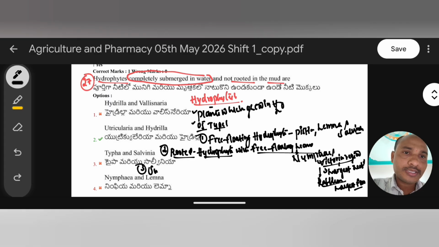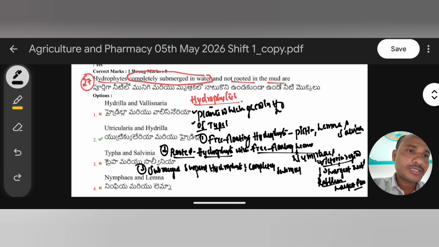Now the third one, submerged suspended hydrophytes. These hydrophytic plants are completely submerged in water. They are completely submerged in water.